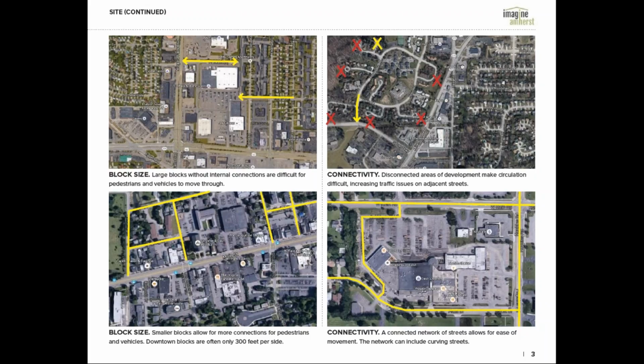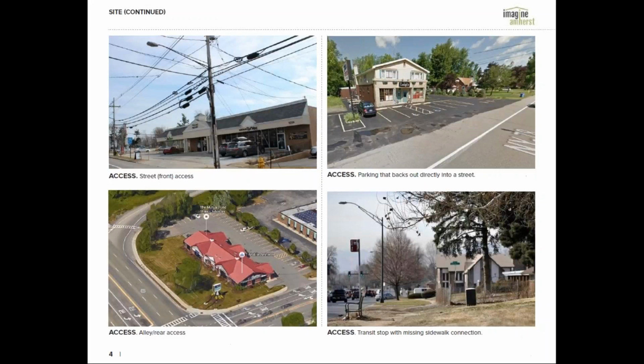The connectivity image in the upper right shows you an example of a pod of development with really only one connection to the major adjacent street system. And because there's only one major connection to the street system, each of those components back behind, all of their traffic has to come out at one location. This is much more problematic than a more connected system like you see in the lower right-hand corner, in which there are a series of connections to adjacent roadways and internal connections between the parking lots.